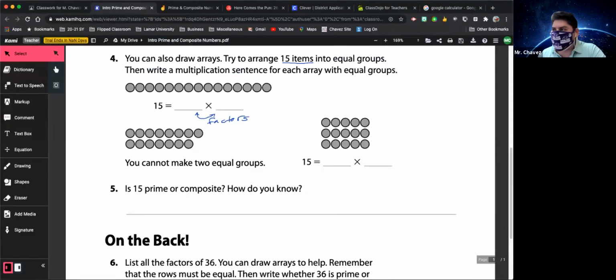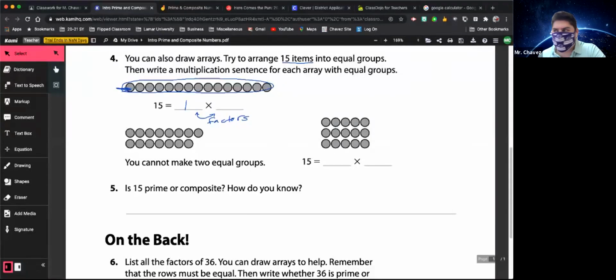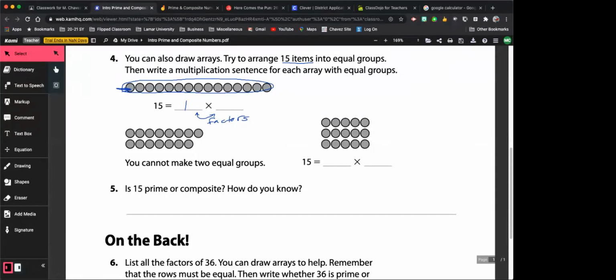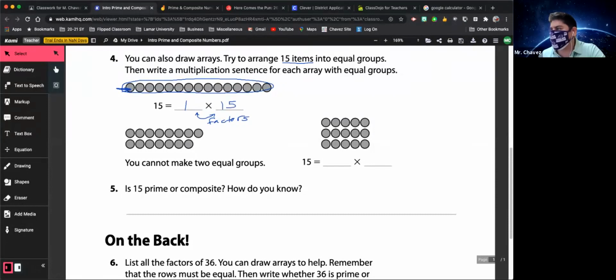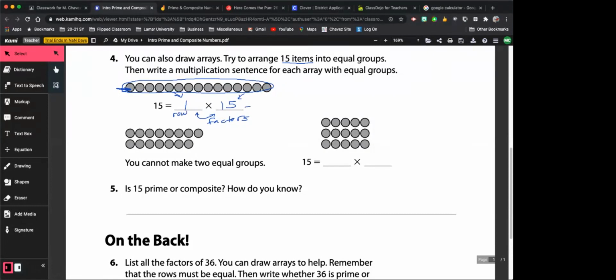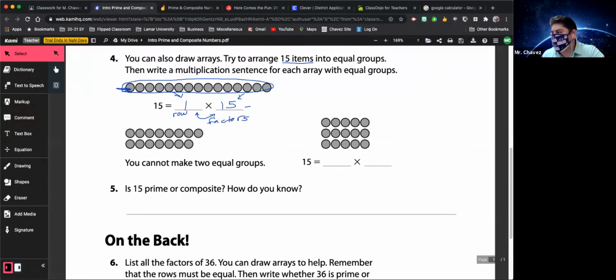So how many rows do you see? I only see 1 row, right? There's only 1 row, so I'm going to put 1. And how many little circles do I have in this row? 15. Yep, so there it is. There's my sentence. This array is showing me 1 times 15. This is 1 row, and this is how many are in each row.